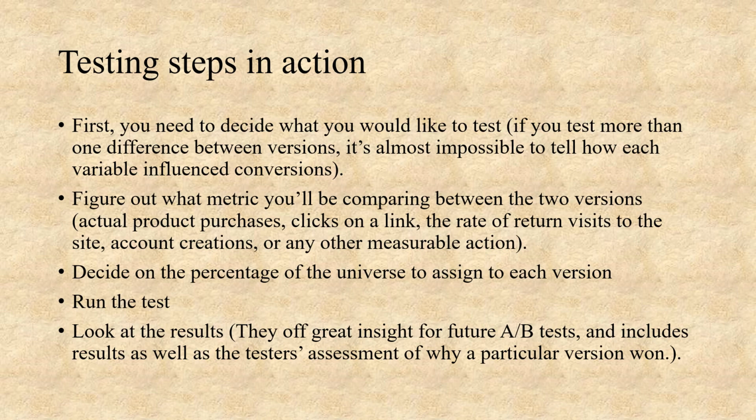Figure out what metrics you're going to use to compare the 2 versions. Will it be actual purchase rates, clicks on links, rate of return, reduction in bounce rates, account creations, taking some sort of measurable action? Decide on the percentage of the universe to assign to each version. That is, we take our population and we split it. And the question is, what percentage is going to be split into each one? And then, of course, we have to decide how we're going to make sure that that split is randomized. We then run the test, and then we look at the results. And they often provide great insight in the future A/B tests, and they include what we might look at next.